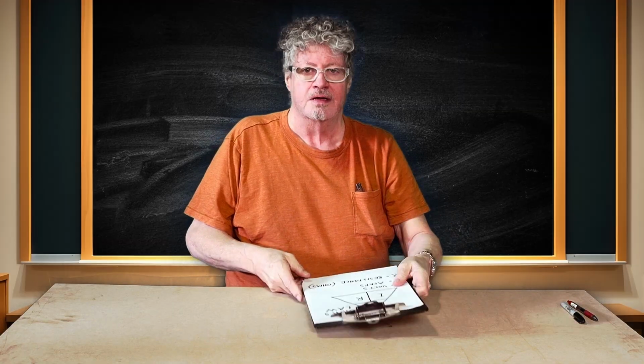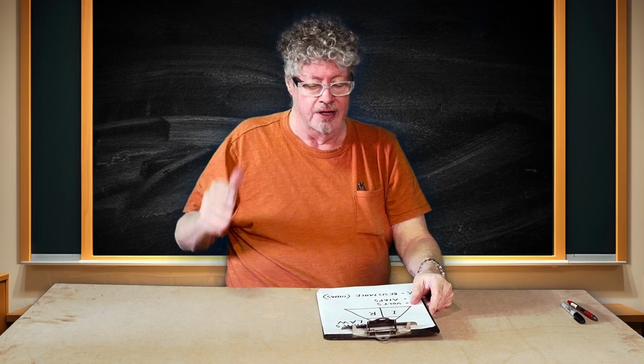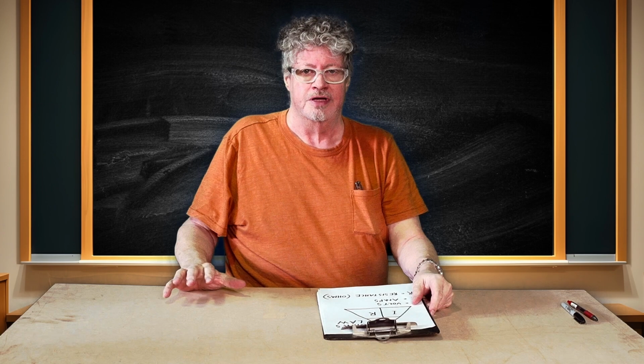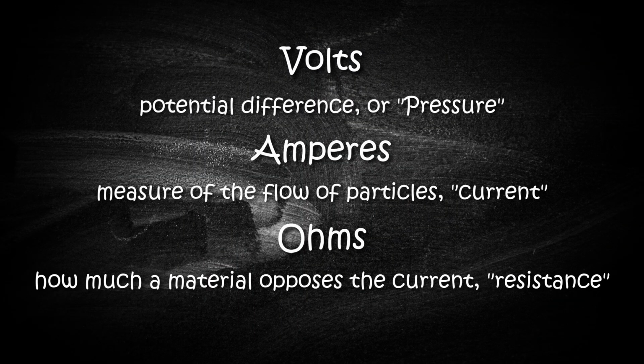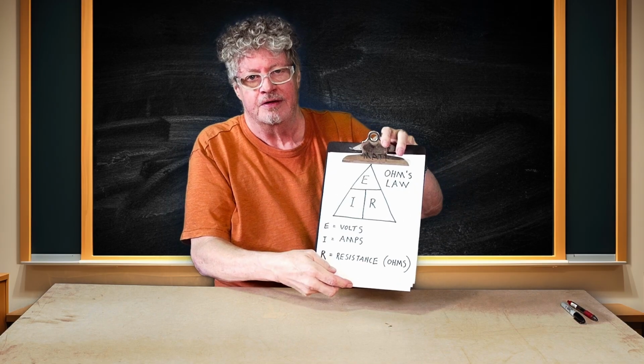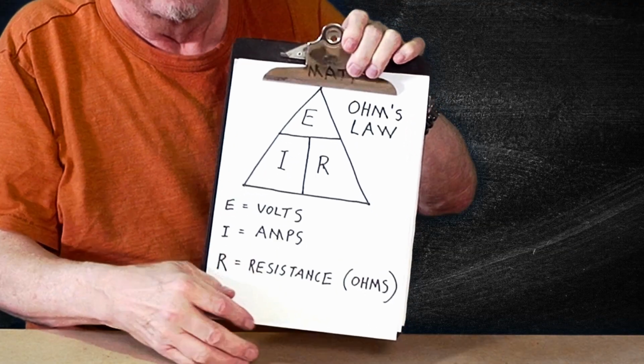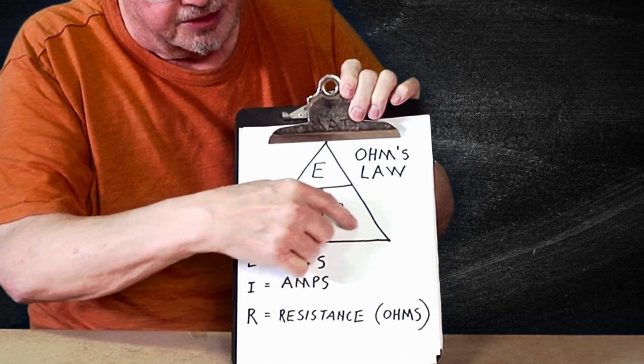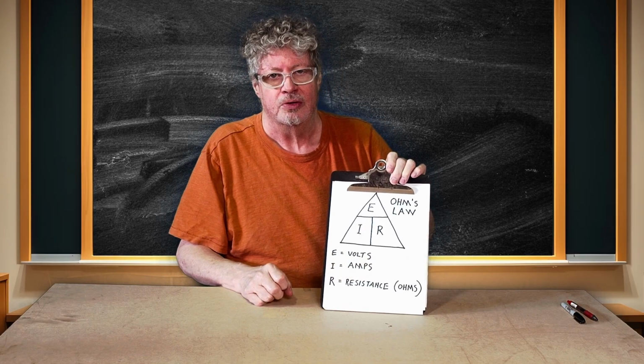Okay, here we are talking about resistance, and resistance involves the three ingredients: volts, amps, and resistance in ohms. Now, this chart I found incredibly useful. In order to get the missing ingredient, you need to know the other two.